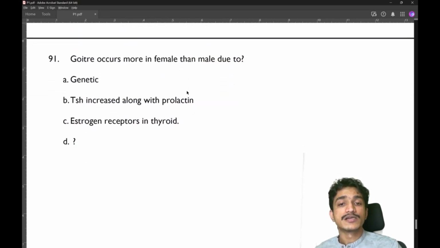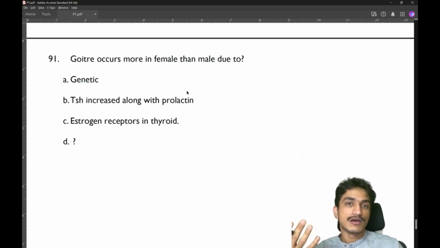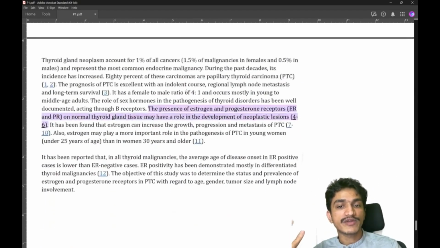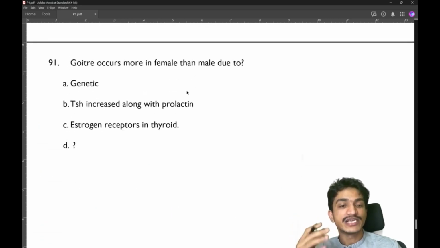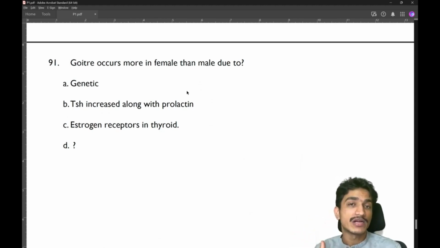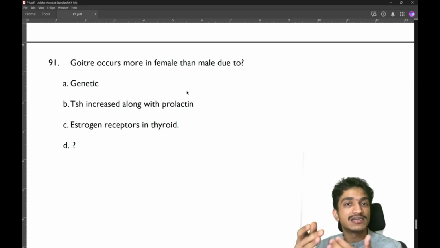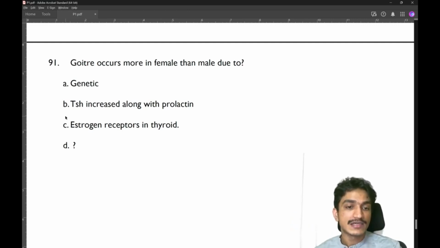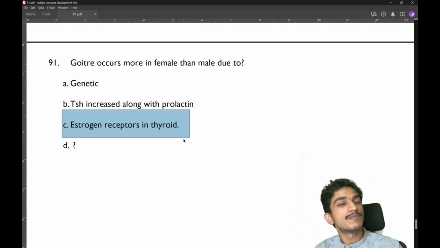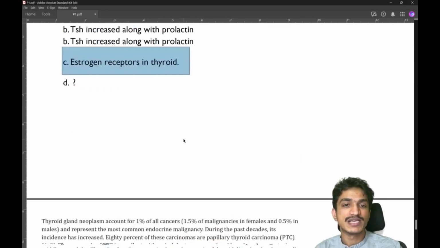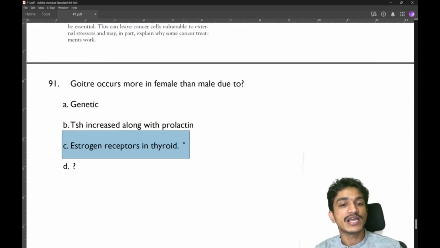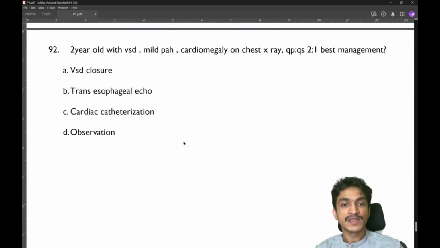Now goiter occurs more in female than male. So I found multiple things on the internet that it is sometimes related to the genetic autoimmune disorder, but what I found in the articles is that the presence of estrogen and progesterone receptors increase the chances of goitrogenous development of thyroid gland, also leading to cancer in PTC, that is papillary thyroid cancer, in females because of this receptor. So according to me, the answer in this case should be estrogen receptors in thyroid is the reason why goiter occurs more in female than in males.